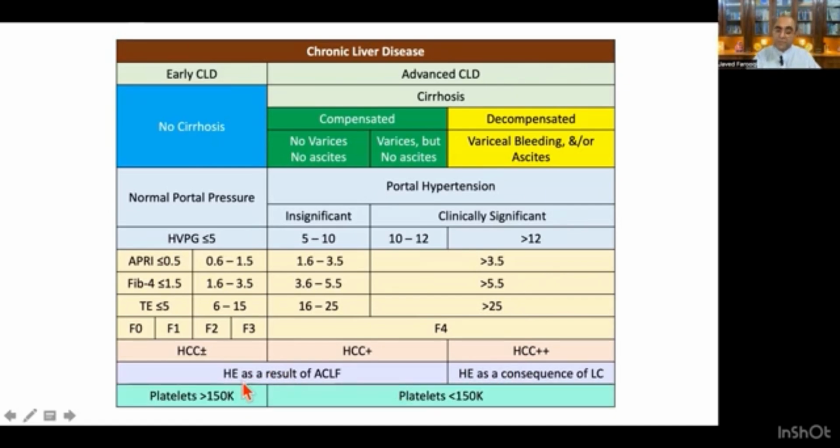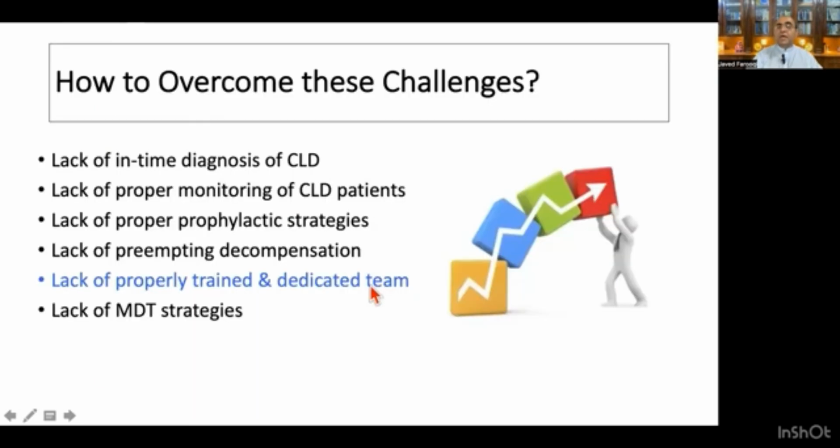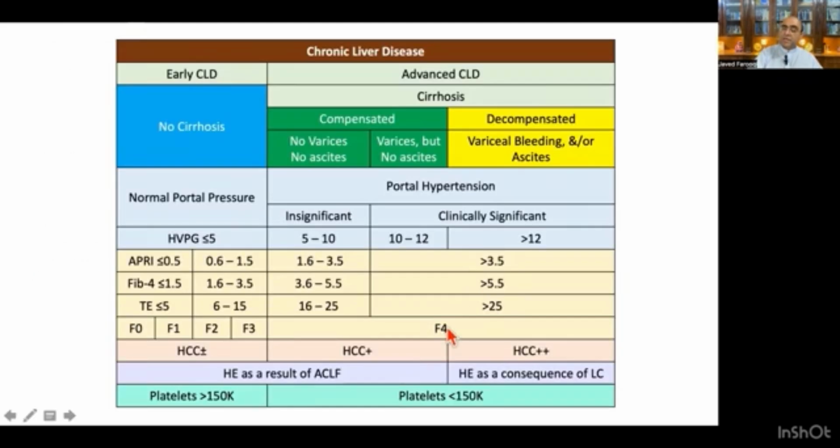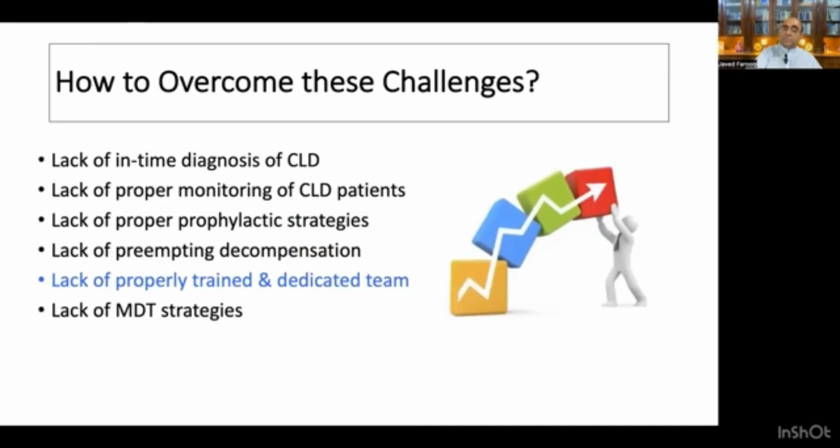And another good parameter is platelets. If platelets are more than 150,000, probably it's a non-cirrhotic patient. But if it is less than 150,000, then of course you need to look for all these. So we should preempt and see which group our patient is in. If our patient has clinically significant portal hypertension, the patient is prone to develop ascites and varices, is at high risk for HCC, and is at high risk for HE, and primary and secondary prophylactic measures must be given to these patients.